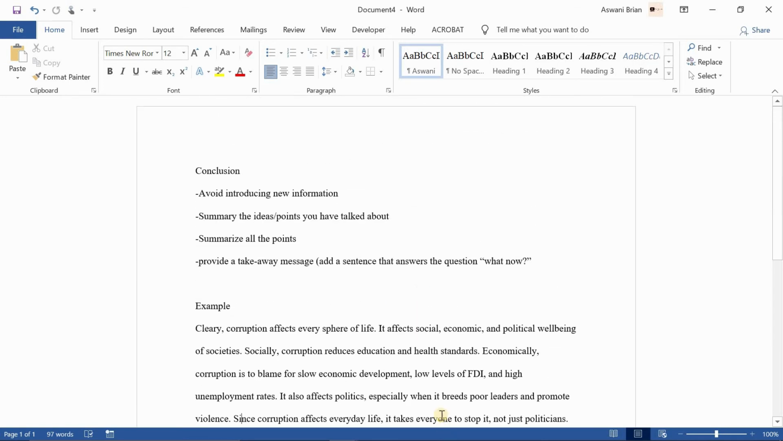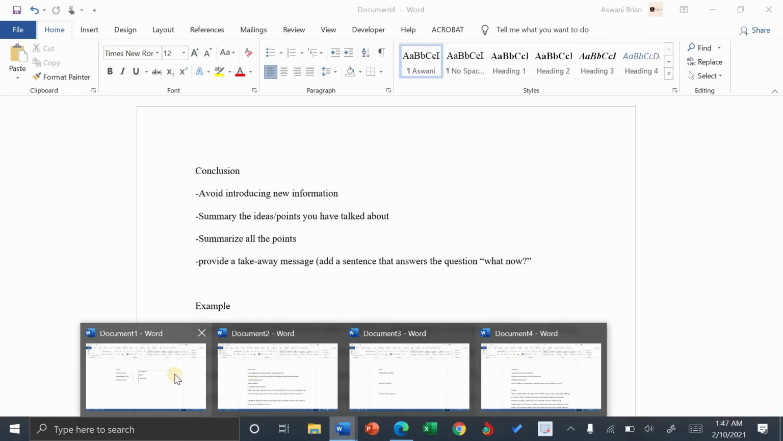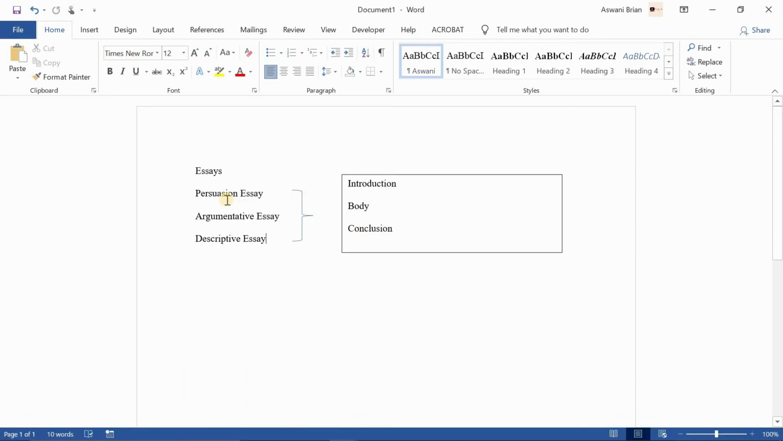So, I think I'm done explaining the sections. We have already said that essays have 3 parts. They have the introduction, the body, and the conclusion. In the introduction, you will start with the attention grabber. You will of course now introduce, if you want to talk about definitions, background information, and all that, and then you should have your thesis statement.